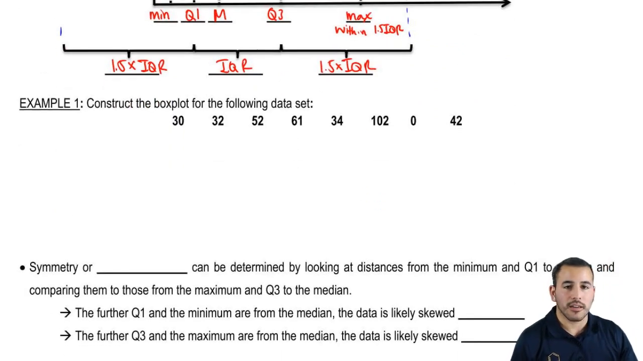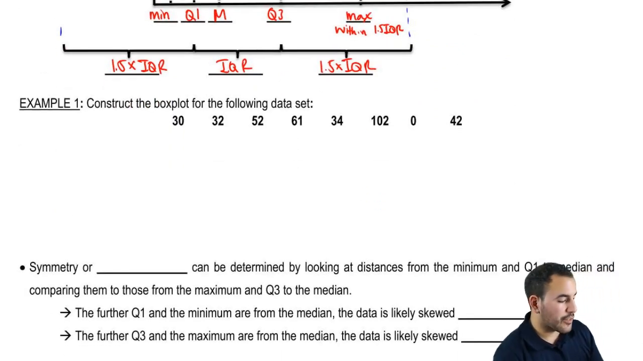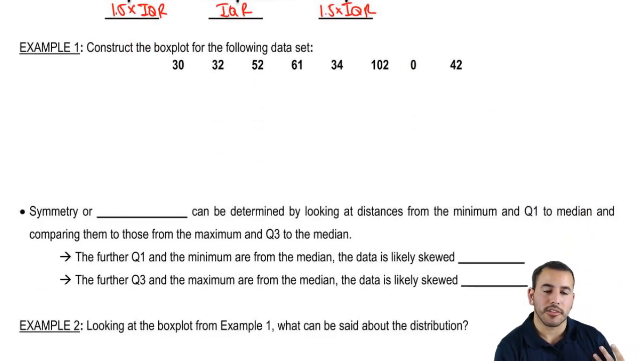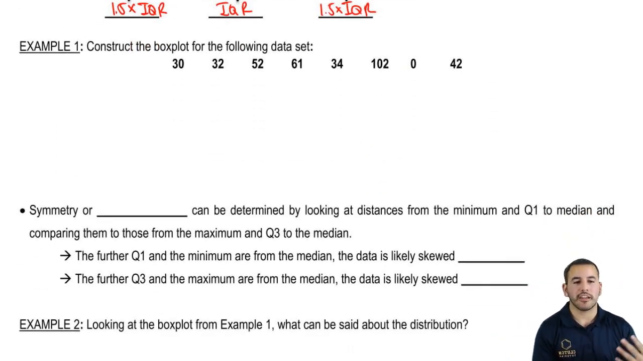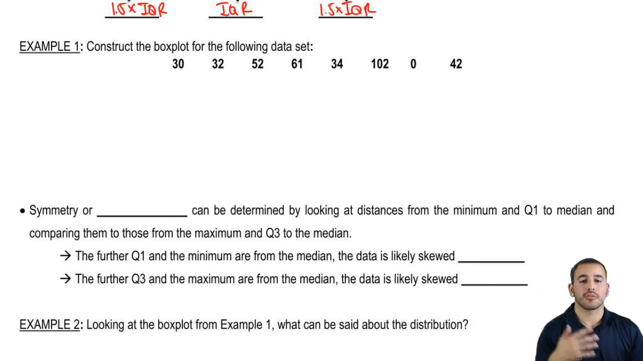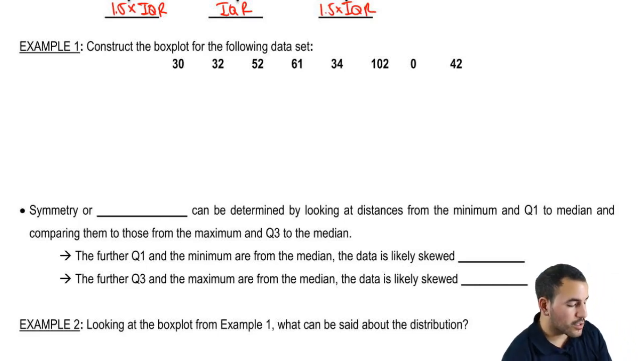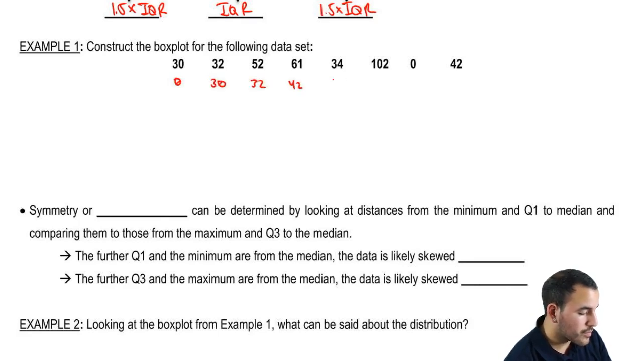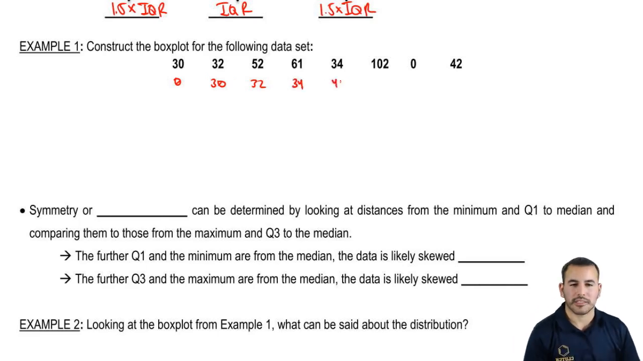So we see a bunch of different numbers. What do we start with? What do we have to do in order to get the median and quartiles and interquartile range and things like that? The first step is to get the data ordered, right? So let's go ahead and put it in order. So we have 0, 30, 32, 34, 42, 52, 61, and 102. Does that make sense?